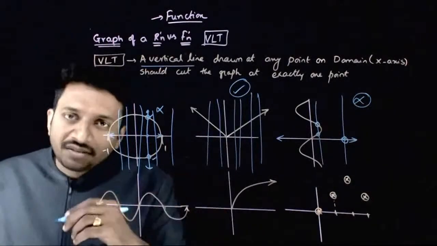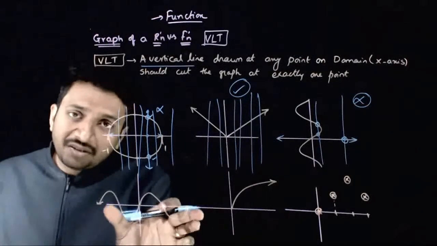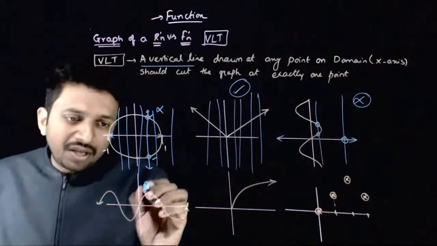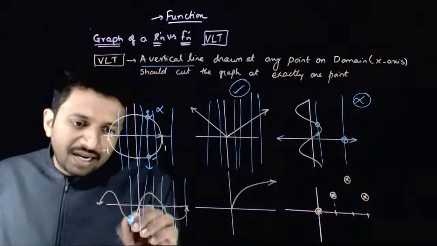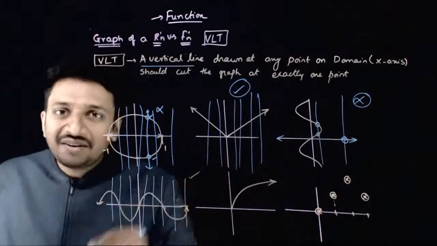If you take this graph, this wave is going on indefinitely. That's what this arrow says. If this relation is defined on the set of real numbers, as you can very clearly see, wherever you draw a vertical line, the vertical line is cutting the graph at one and only 1 point. Hence, this is a function.